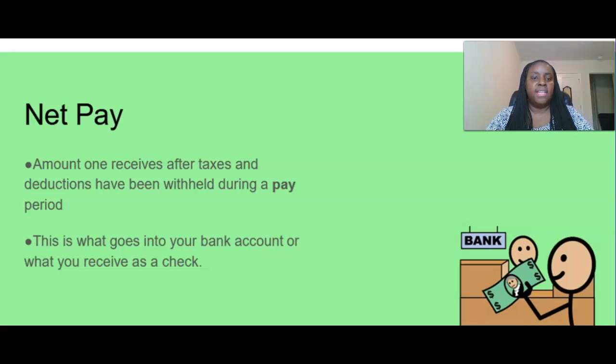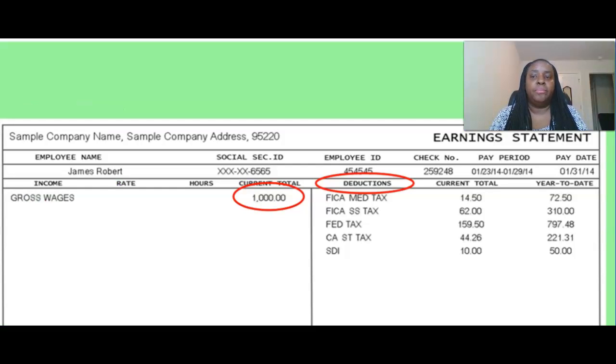And net pay. Net pay is the amount one receives after taxes and deductions have been withheld during a pay period. And that's saying that any money paid to Social Security, your tax, insurance, during that time period that you have gotten paid, whatever is left is called your net pay. This is what goes into the bank account or what you receive as a paycheck for doing your work.